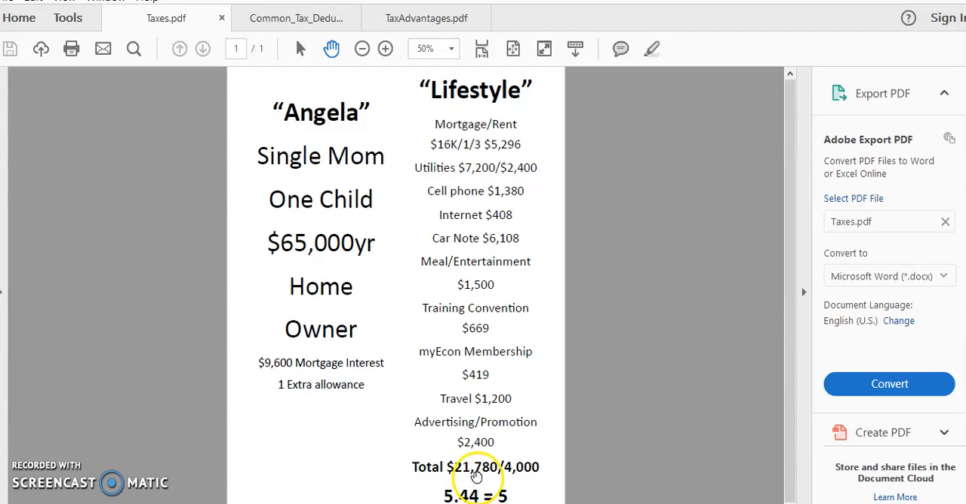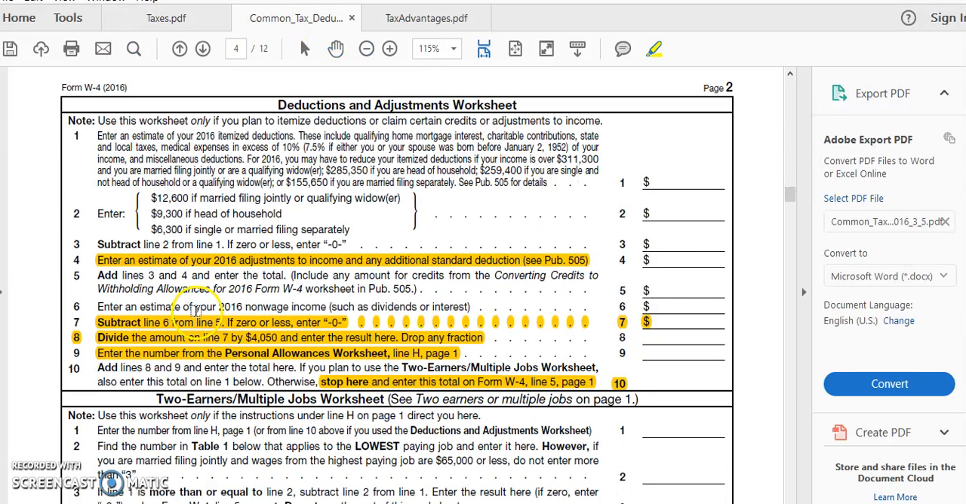The total comes to $21,780. Okay, so I am going to put that on line 4. So on line 4, I'm going to put $21,780. Okay, then line 5 says for me to add line 4 and line 3 together, and that's going to come to $22,380. Then we're going to go to line 6. It says enter an estimate of your non-wage income. I'm going to leave that at 0.